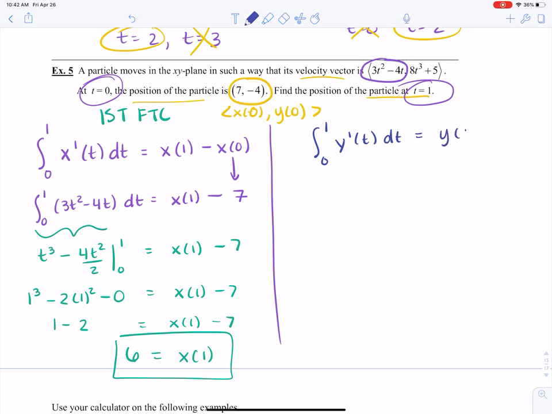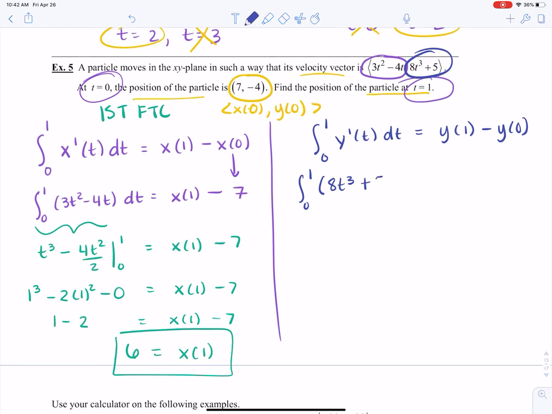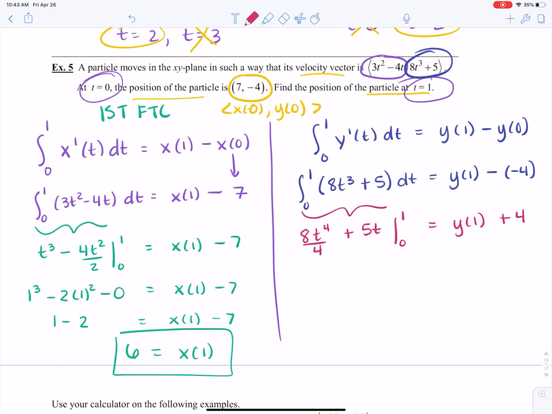And that's going to be equal to y of 1 minus y of 0. I'm going to fill in 8t cubed plus 5 dt. We're looking for the position at 1. We have y of 0 is negative 4. So now we're going to take this antiderivative, 8t to the 4th divided by 4, plus 5t, evaluated from 0 to 1. Y of 1, that becomes plus 4.